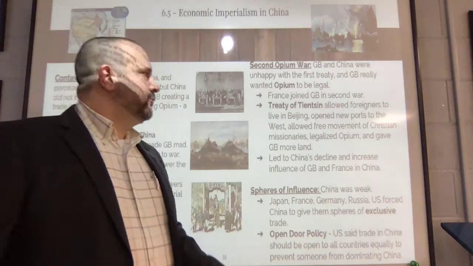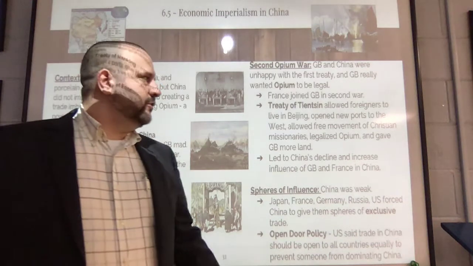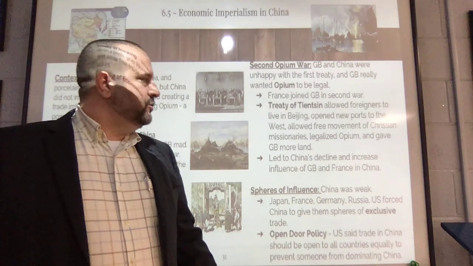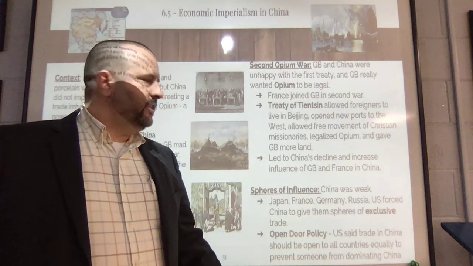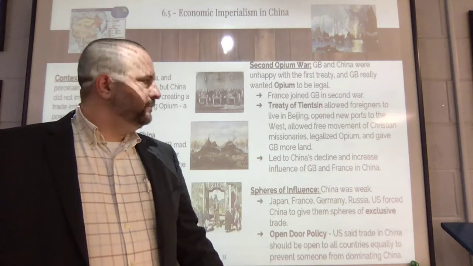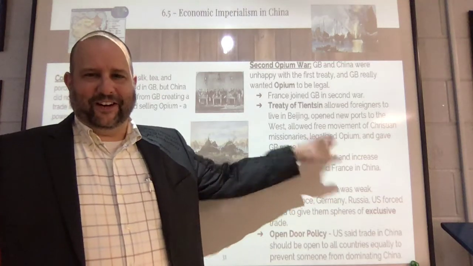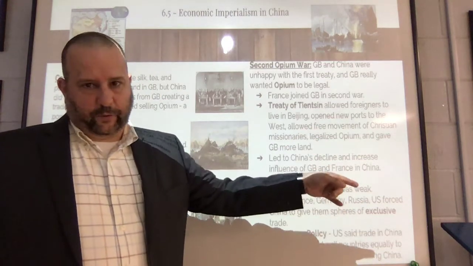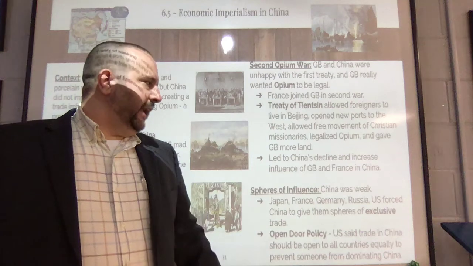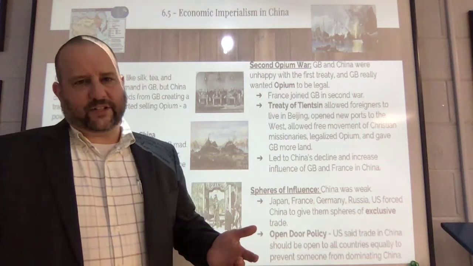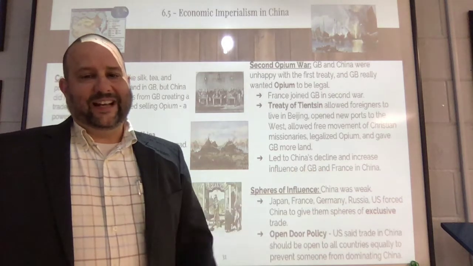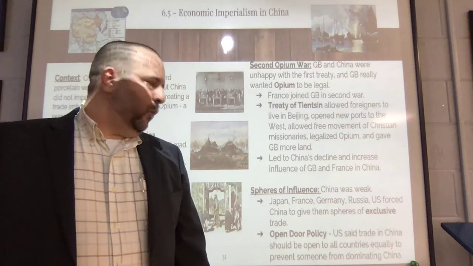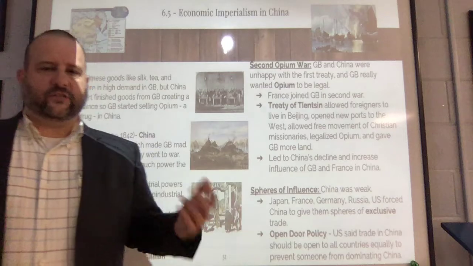The second treaty, the Treaty of Tientsin, allows foreigners to live in Beijing, opens new ports to the west, and it allows free movement of Christian missionaries. It legalized opium. It's almost like that's in there as a rider, right? We're doing all this neat stuff. Oh, but we're going to legalize opium. And gave Great Britain more land. This is going to lead to China's decline, and it will increase the influence of both Britain and France in China. So in a way, China will now become a sphere of influence.